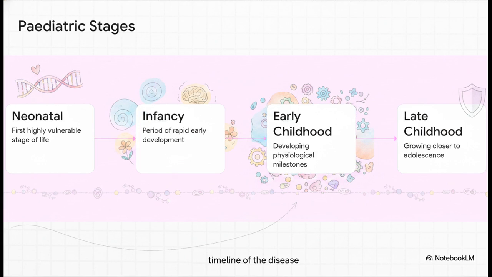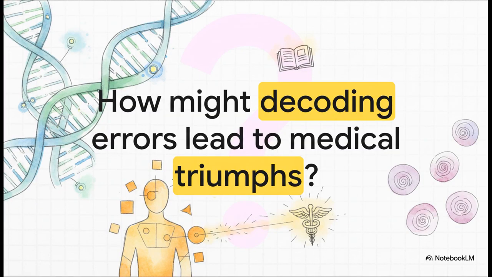A genetic defect might manifest right away as a structural anomaly in the neonatal stage, or it might silently build up cellular waste that only becomes critically apparent during early childhood. The timeline of the disease is always intimately tied to the timeline of the growing child. So I want to leave you with this thought to consider. If studying our tiniest microscopic flaws reveals the miraculous complexity of human development, how might decoding these biological errors eventually lead to our greatest medical triumphs?